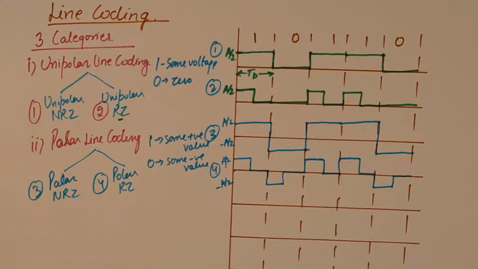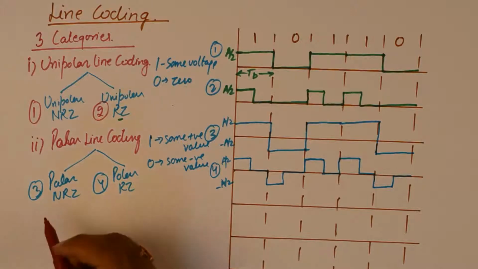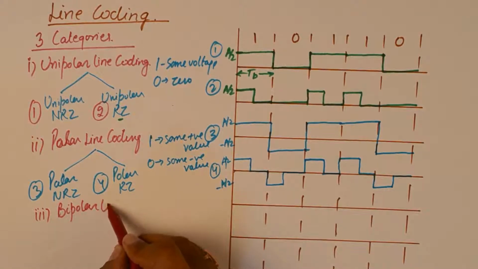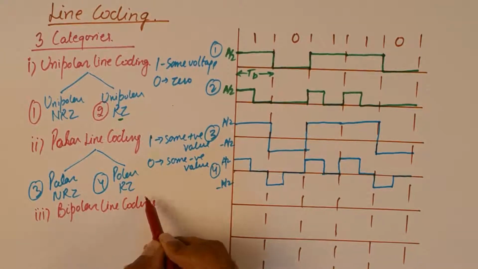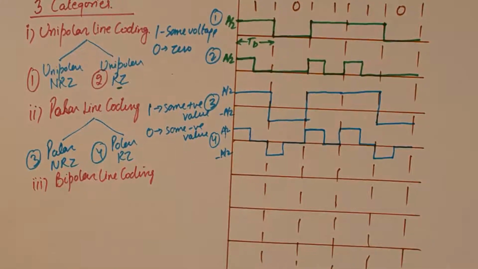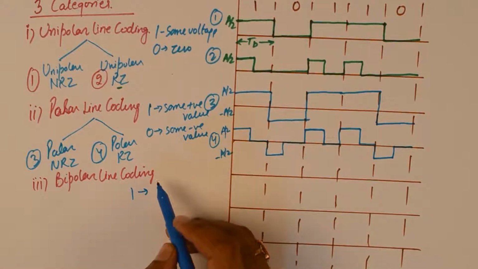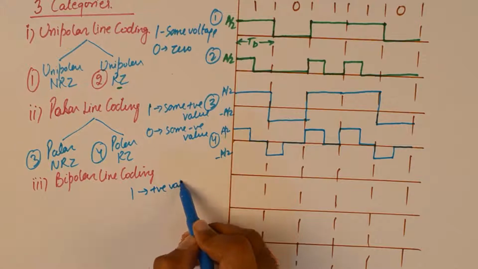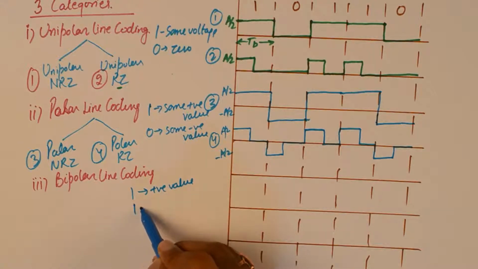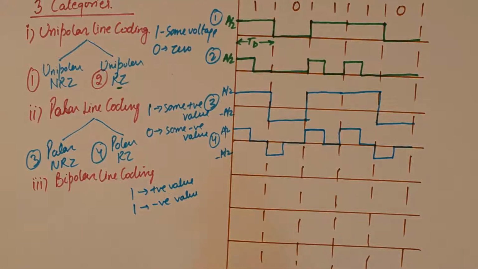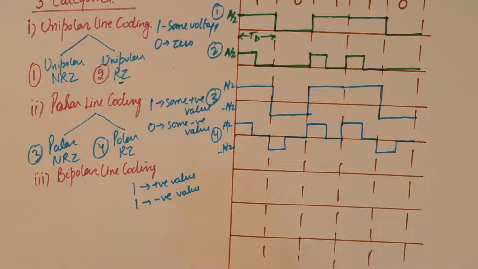And the third and final type of line coding is bipolar line coding. Now in bipolar line coding, the first one is assigned a positive value, the next one gets a negative value, and these values keep on toggling for every alternate one. So the first one will get a plus A by 2, the next one will get a minus A by 2, the third one will get a plus A by 2, and so on.